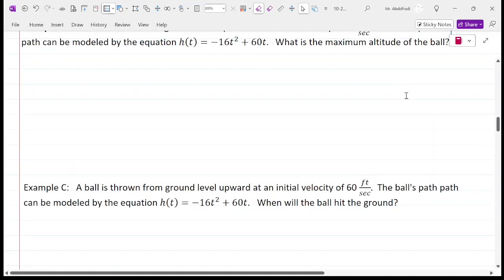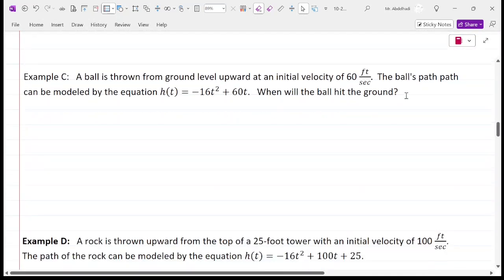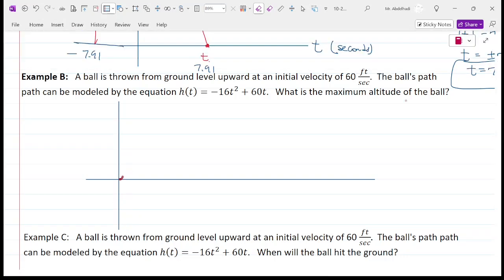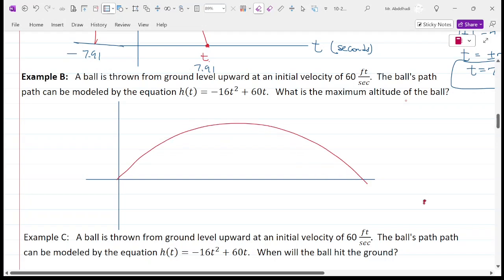All right, let's try another example here. Example B. A ball is thrown up from ground level, so it's not on a tower this time. So the ground is going to be the x-axis, okay? And let's say this is the y-axis, okay? And the ball is going to be thrown up from ground level and come back and hit the ground at some point. And we want to know what's the maximum altitude of the ball. Well, what are we looking for this time? The vertex, somewhere around here. How do I figure out what the coordinates of that vertex are?